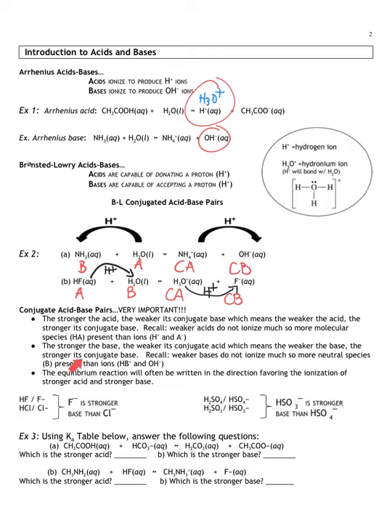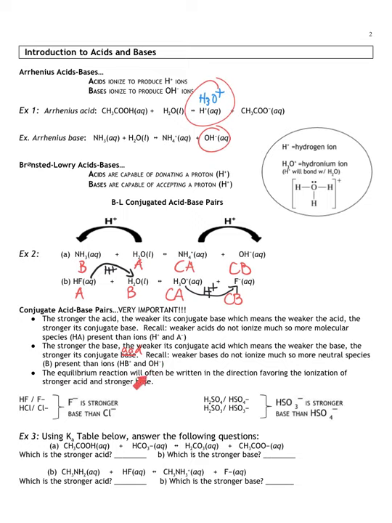My apologies. It's supposed to say conjugate acid. So it has a stronger conjugate acid. Yours should be edited by now. So this should be the word acid. The stronger the base, the weaker its conjugate acid, and the weaker the base, the stronger its conjugate acid. Perfect. Weaker bases do not ionize much, so more neutral species are present than the ions that make up B in water, of course. That's where the hydroxide ion comes from.